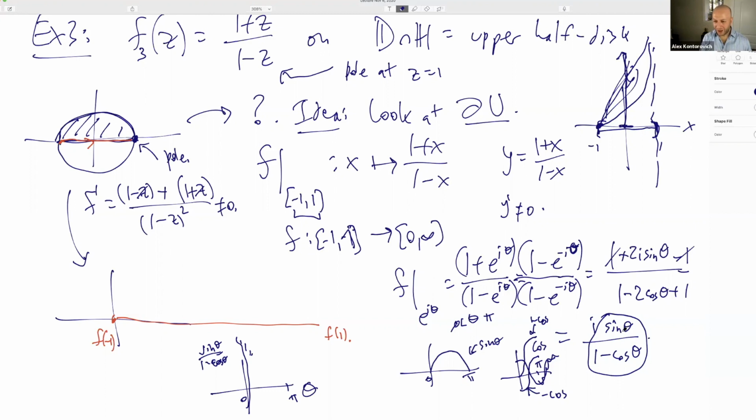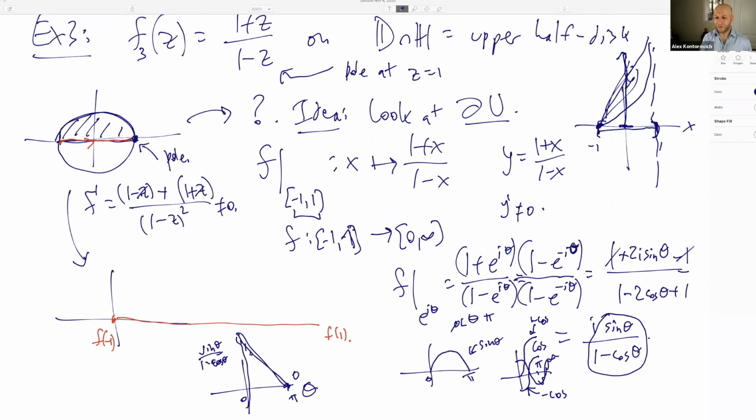And then what's happening at pi? At pi, sine is 0 and cosine isn't. I mean, 1 minus cosine isn't. So we're going to 0 here. This is 0. So it's some curve like this. Professor? Please. Isn't it cot theta by 2? This sine theta over 1 minus cos theta.